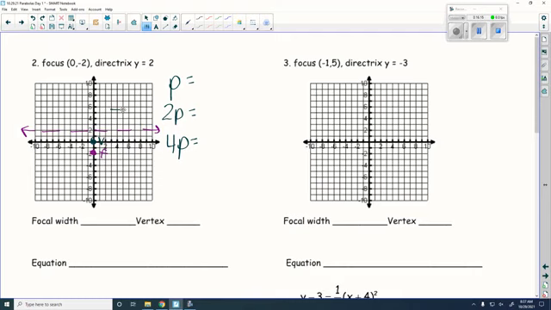What is your P value? 2. So what's 2P? 4. Okay. What do we do with that now? Like we have that, what do we do with it? You do it from the focus. Yes. You go 4 on either side of the focus. And you connect it to the vertex.